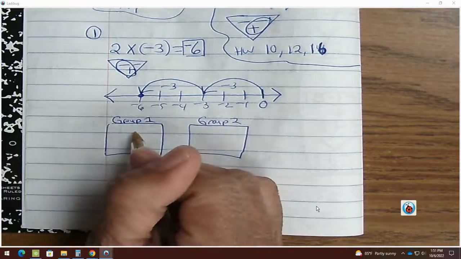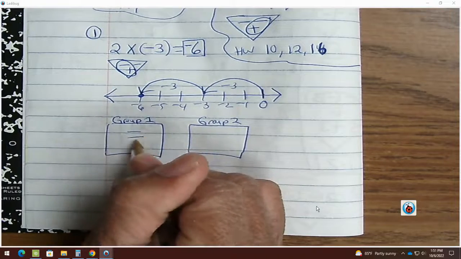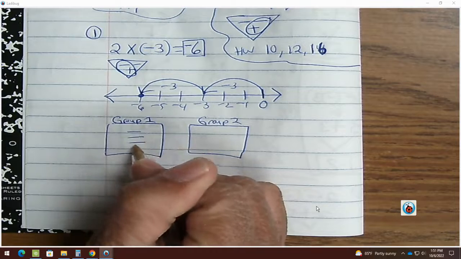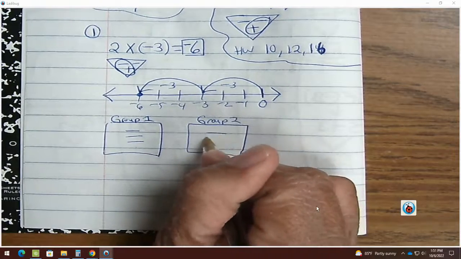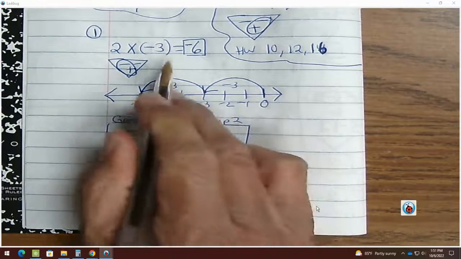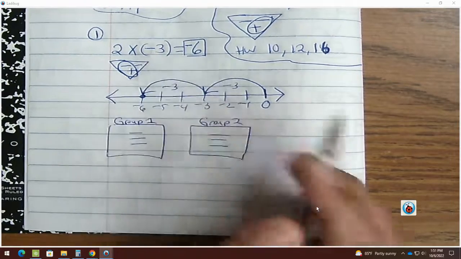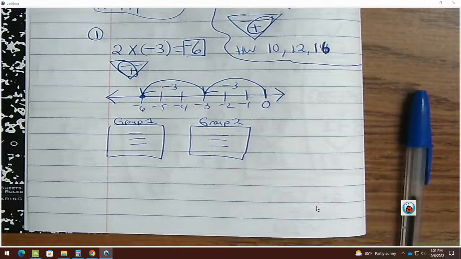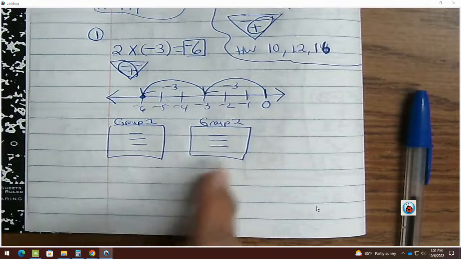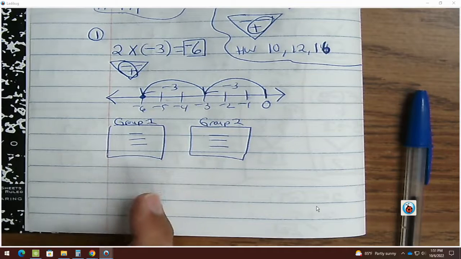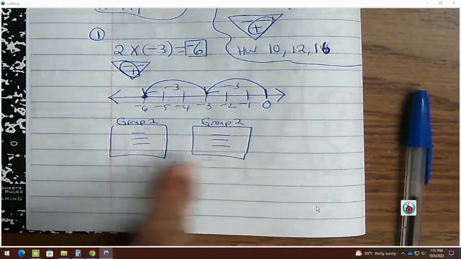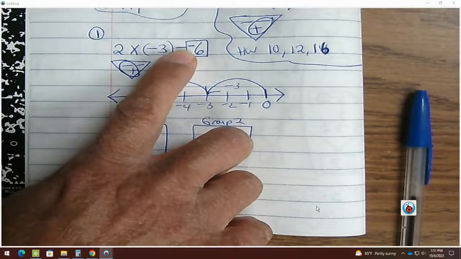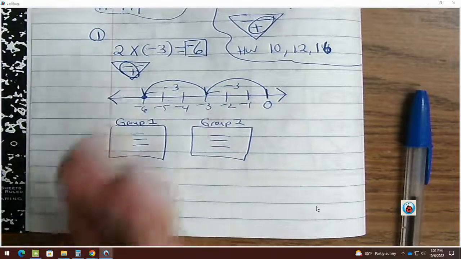So how many are in here? 1, 2, 3. And they're all negatives, because that's what they said. And here, 1, 2, 3. Why? Because there's negative. So now think about it. All groups together, how many do you have? 1, 2, 3, 4, 5, 6. There's 6 and they're what? Negative 6. Does it match?